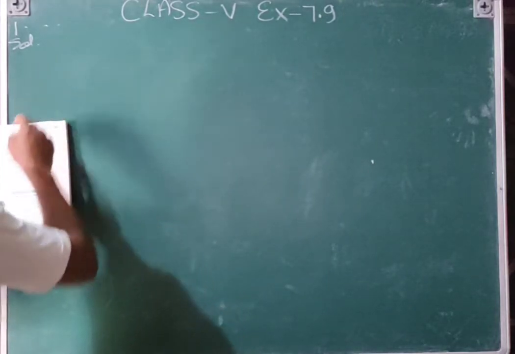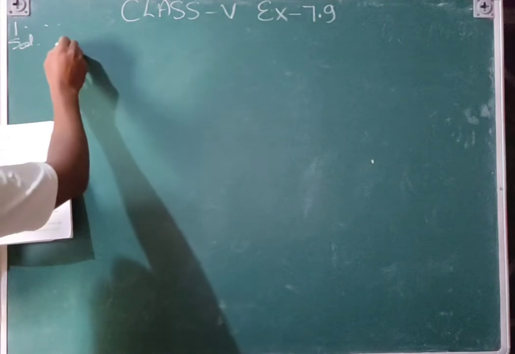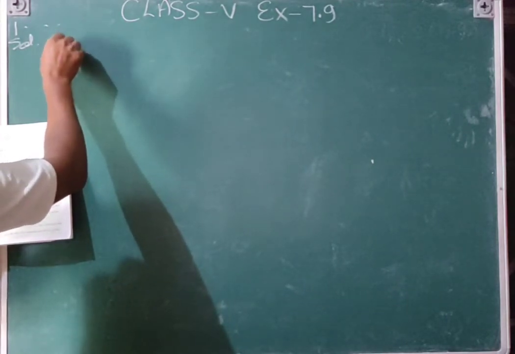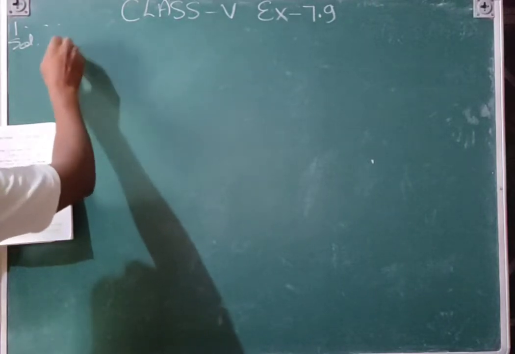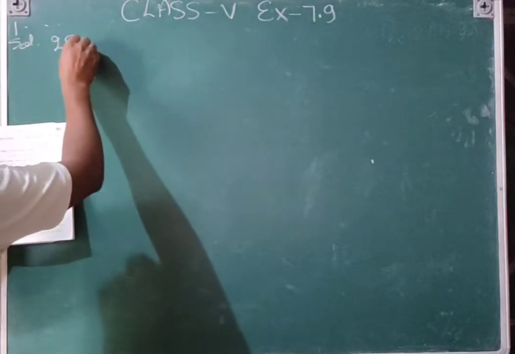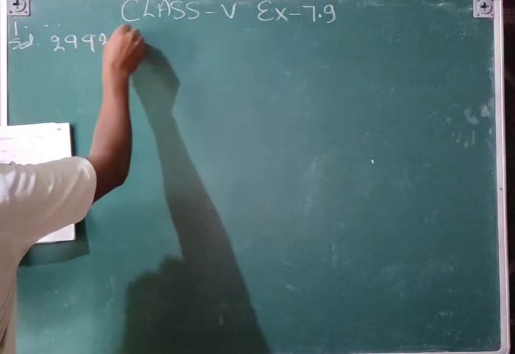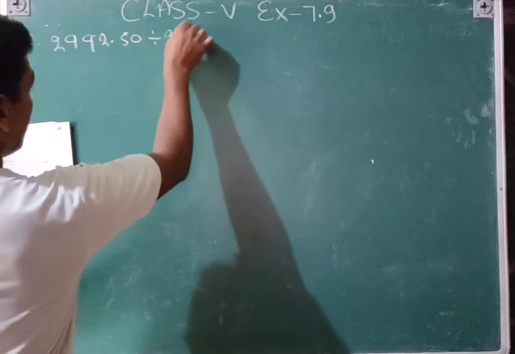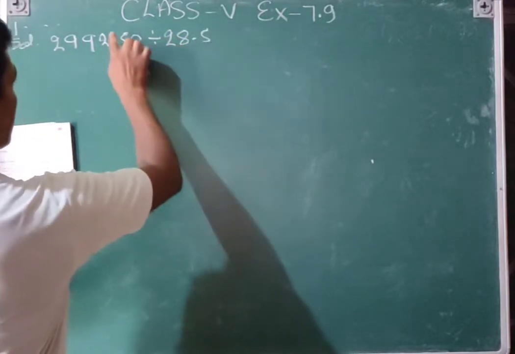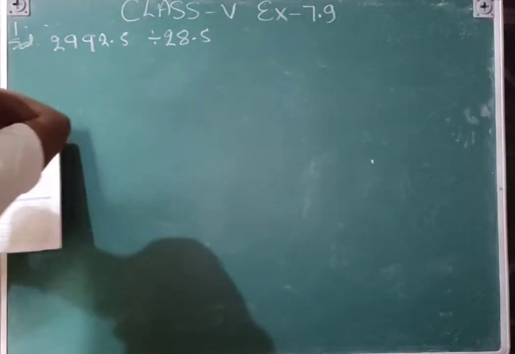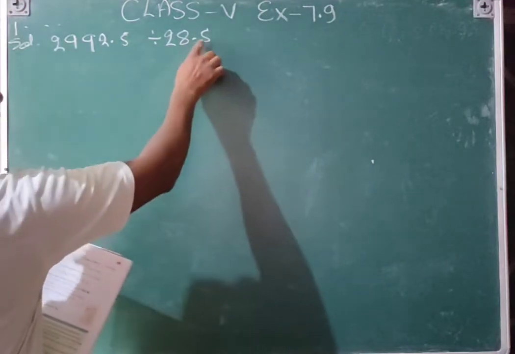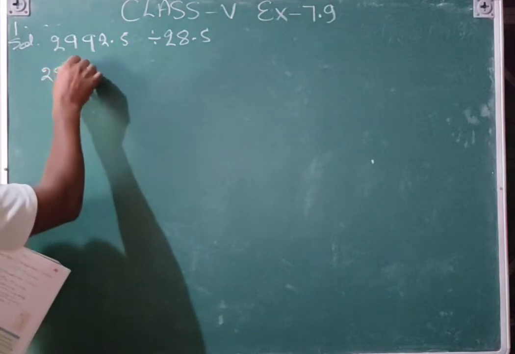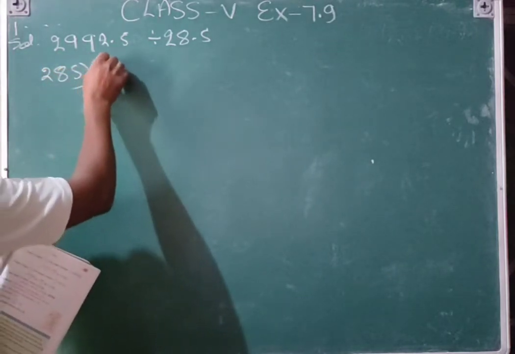Here we will do division. 2992.50 divided by 28.5. So there is no need to write the 0. After the decimal there is 1 digit, and here also 1 digit. So we will remove the decimals and take 285.